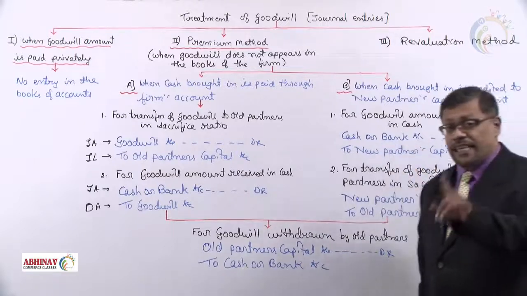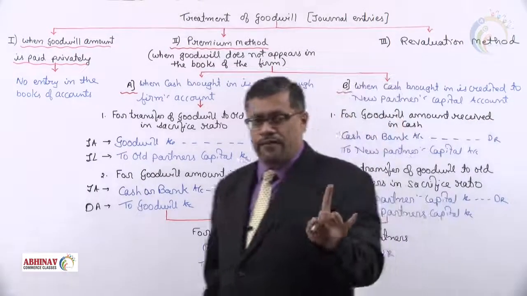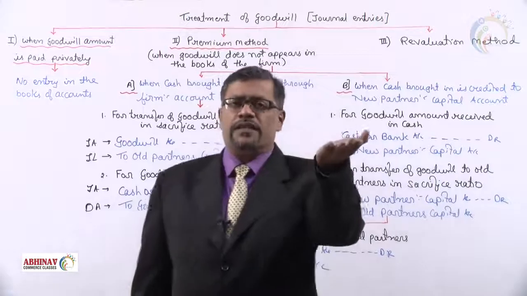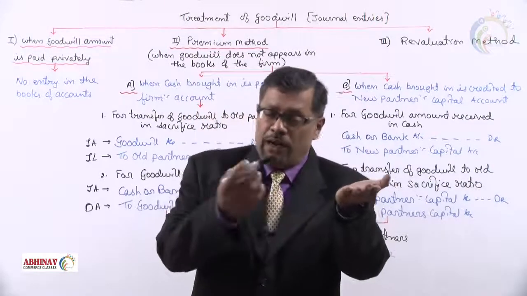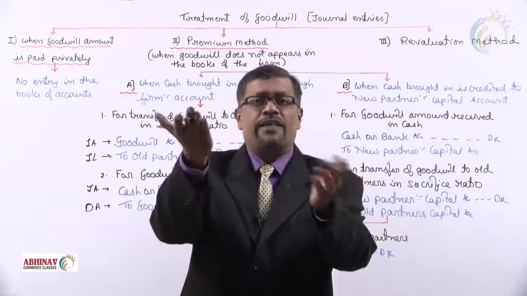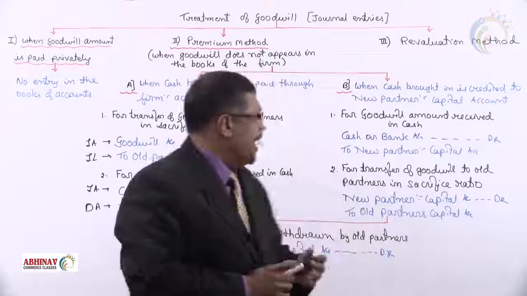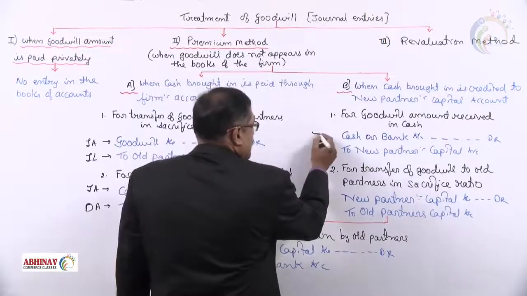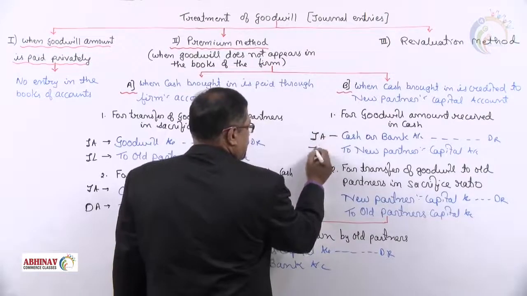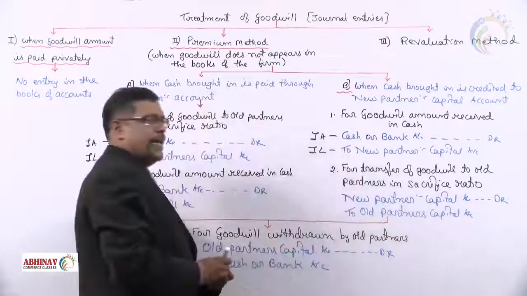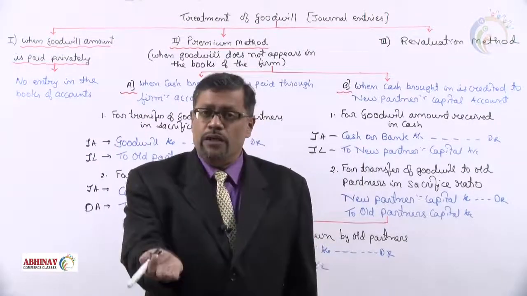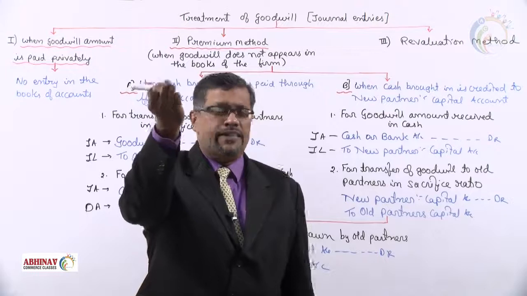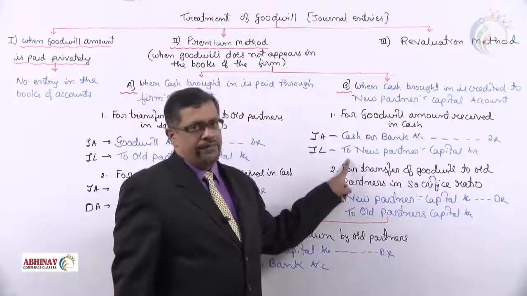What then? It is credited to new partner. So what will the entry be? Cash account increases, cash account debit. Credited to new partner, so new partner's account will increase, capital increases, it's a liability. Increase in asset, increase in liability. When goodwill is transferred to new partner's account, the new partner's account will increase in liability, we have credited.